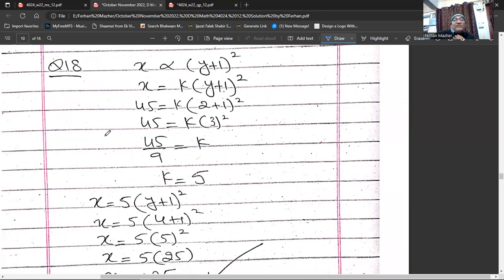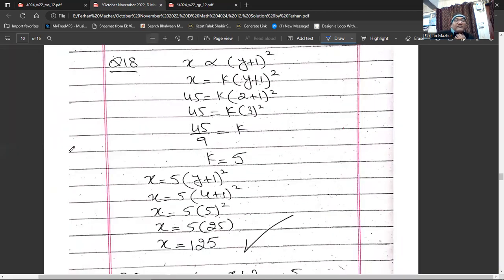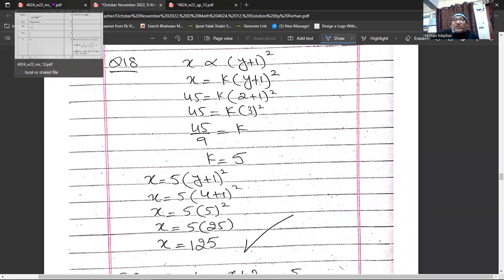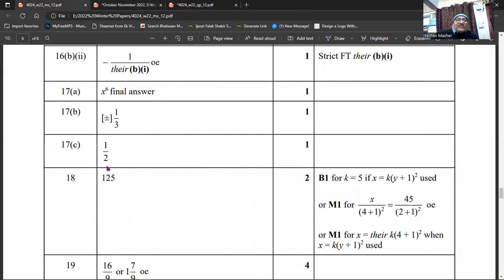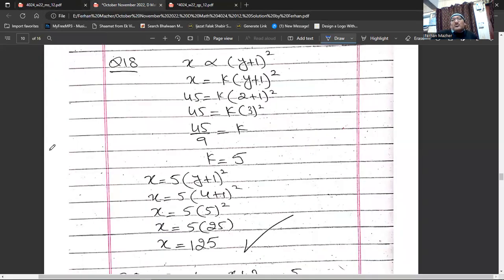So the formula will become x equals 5(y + 1) whole square. Their question is, if the y is 4, what is the value of x? So x equals 5(4 + 1) whole square. So 5 square will be 25, and 25 multiplied by 5 is 125. So the x value will be 125. This is the solution. This is how you do this question.